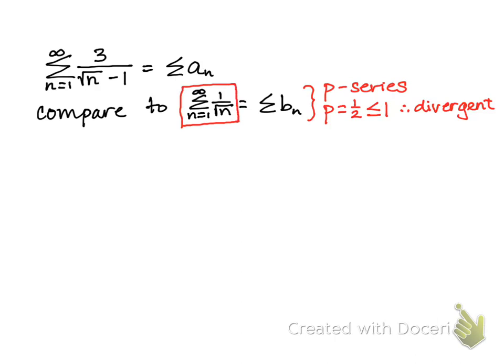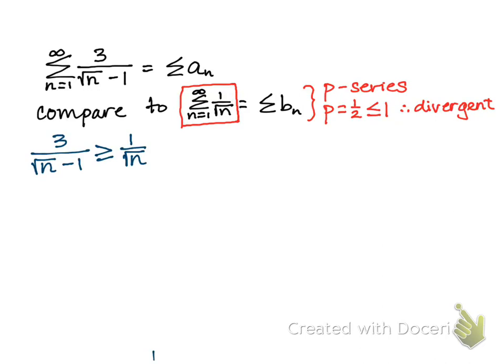So if I want to use the comparison test, I need to show that these terms are bigger than these terms. And that, therefore, if this adds up to infinity, this must also add up to infinity or be divergent. So let's compare their terms and see if we can draw that conclusion. I want to say that 3 over root n minus 1 is greater than or equal to 1 over root n.